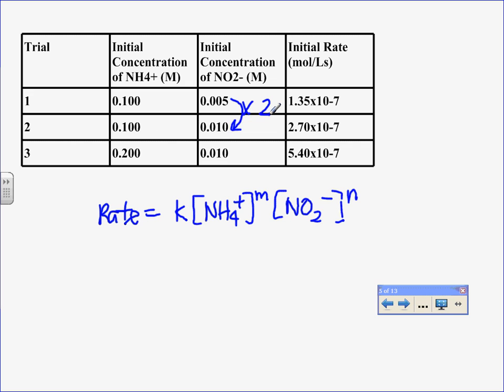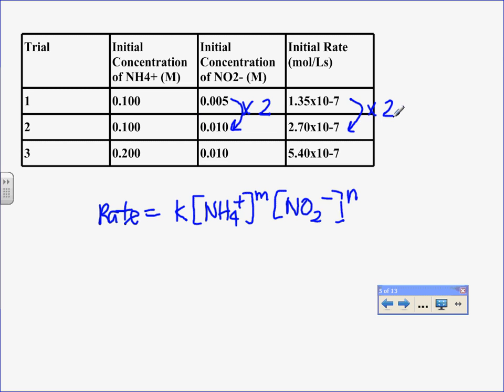So by examining trial 1 to 2, we're going to be able to see what the exponent of NO2 minus is in the rate law by looking at what happened to the rate of the reaction. In this case, the rate of the reaction when we doubled the concentration of NO2 minus is also doubled. If you're not sure, you can just take the 2.7 times 10 to the negative 7 and divide by 1.35 times 10 to the negative 7, and you'll see that it's double.